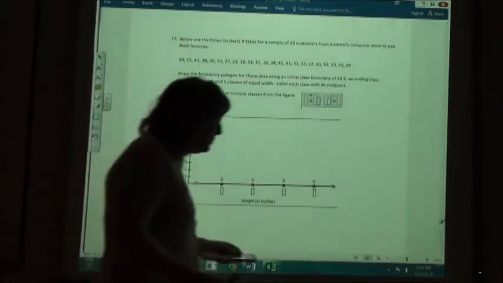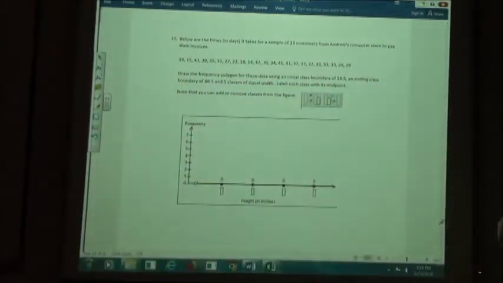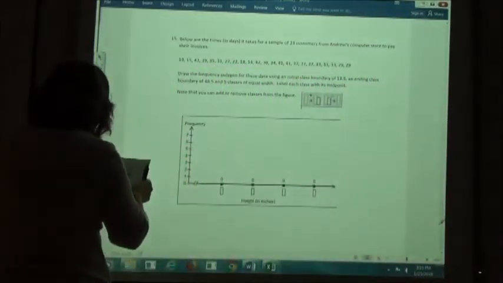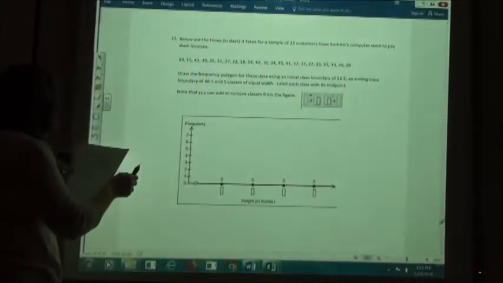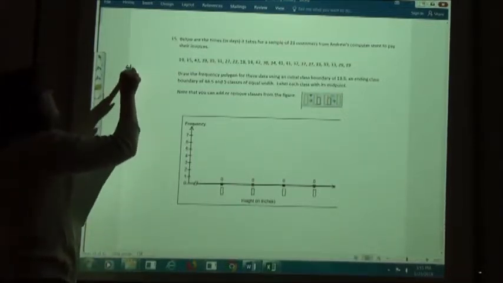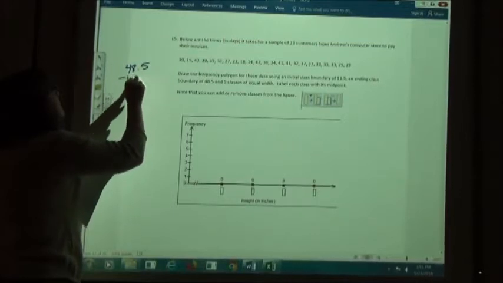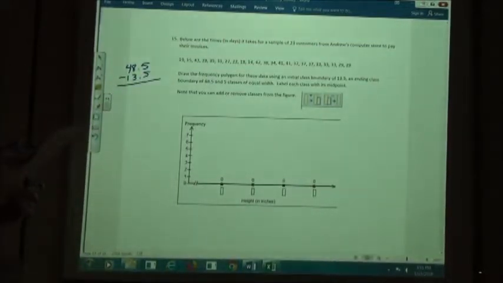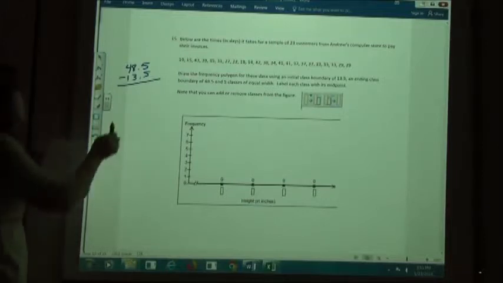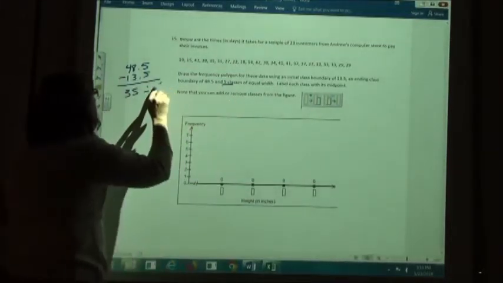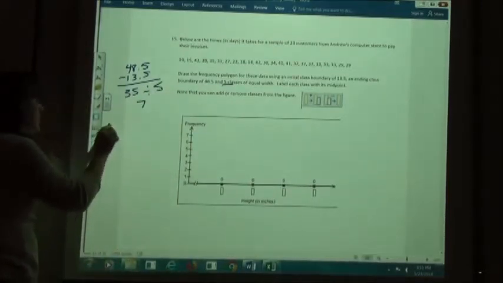So, it says we have an initial class boundary of 13.5 and ends at 48.5. So if I subtract, it's 35 divided by 5 classes, so 7.